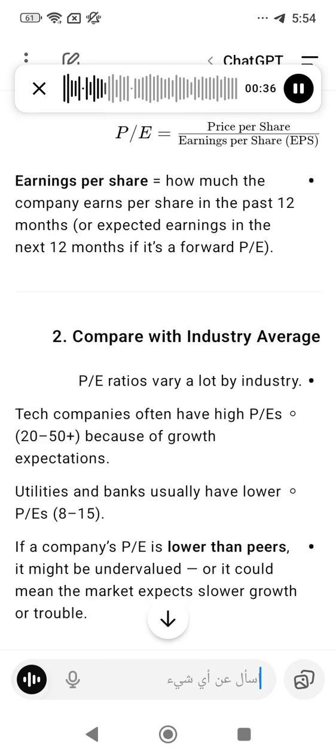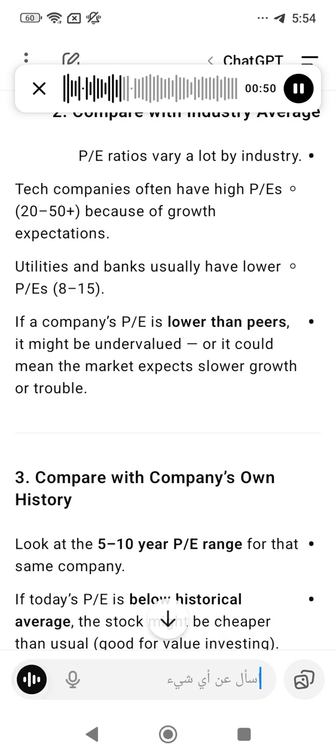2. Compare with industry average. PE ratios vary a lot by industry. Tech companies often have high PEs, 20 to 50 plus, because of growth expectations. Utilities and banks usually have lower PEs, 8 to 15. If a company's PE is lower than peers, it might be undervalued, or it could mean the market expects slower growth or trouble.